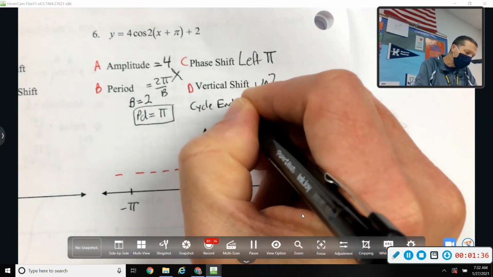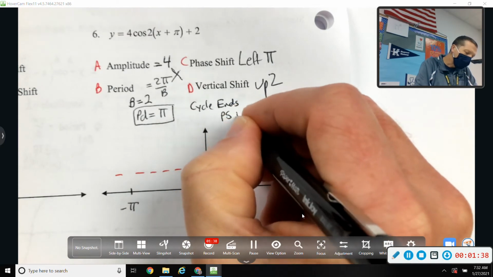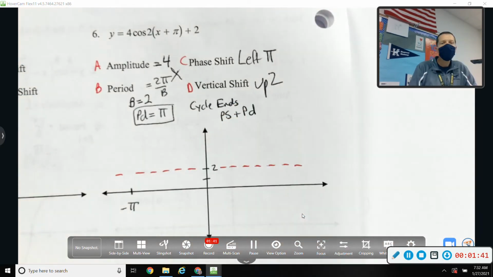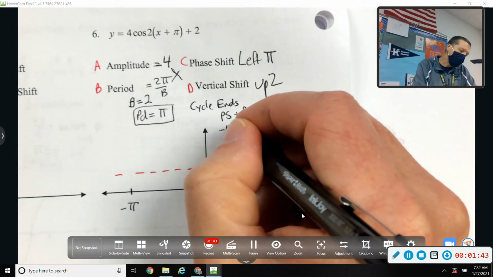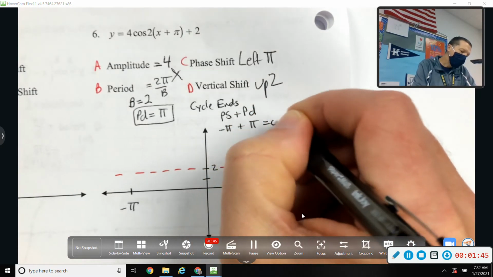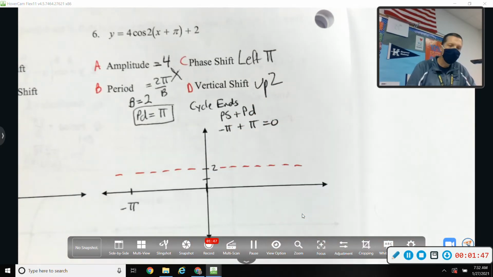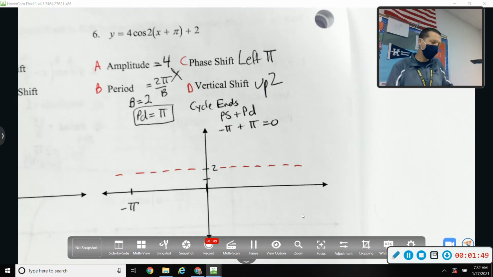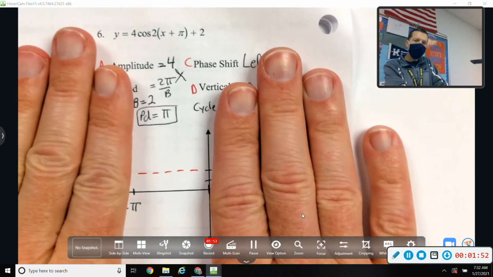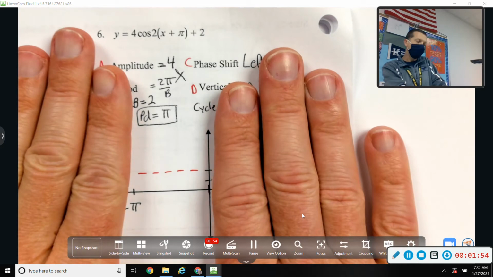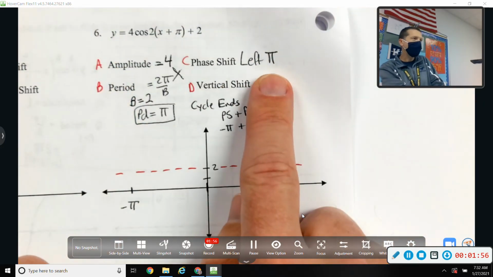The cycle ends at the phase shift plus the period. That's one way to say it. So negative pi plus pi. So I'm going to end at 0. So I've got to fit my entire cosine graph in between negative pi and 0. So it made sense to go pretty far left for my phase shift.